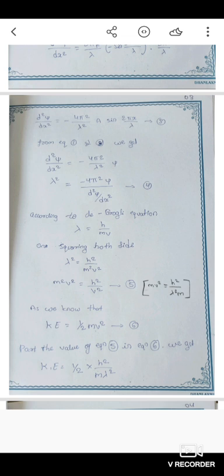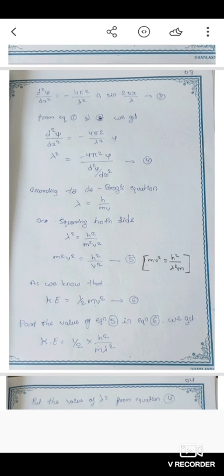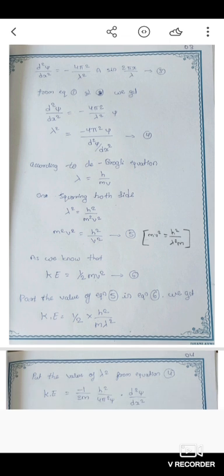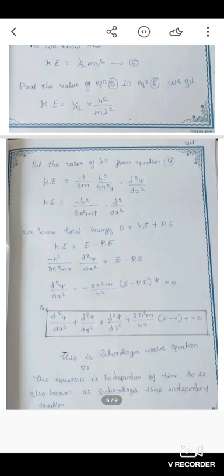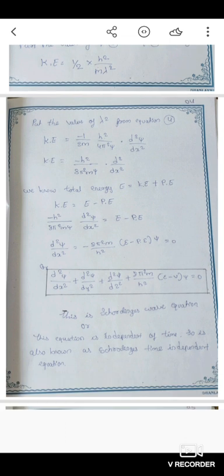This is equation 5. As we know, kinetic energy is equal to half m v square. This is equation 6. Putting the value from equation 5 in equation 6, we get kinetic energy is equal to half into h square divided by m lambda square. Putting the value of lambda square from equation 4, kinetic energy is equal to minus 1 divided by 2m into h square divided by 4 pi square psi into d square psi divided by dx square. So kinetic energy is equal to minus h square divided by 8 pi square m psi into d square psi divided by dx square.